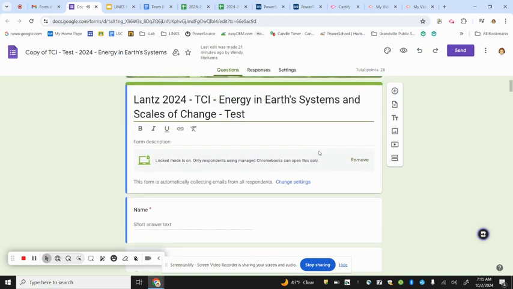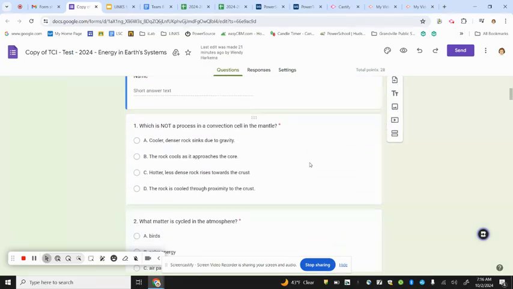This is the Energy and Earth System Scales of Change test. Number 1, which is not a process in a convection cell in the mantle? A, cooler, denser rock sinks due to gravity. B, the rock cools as it approaches the core. C, hotter, less dense rock rises towards the crust. Or D, the rock is cooled through proximity to the crust.